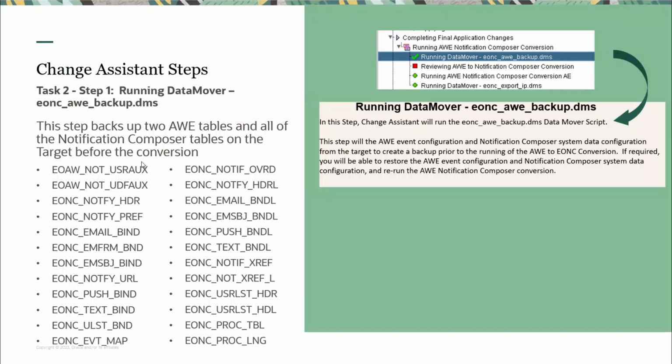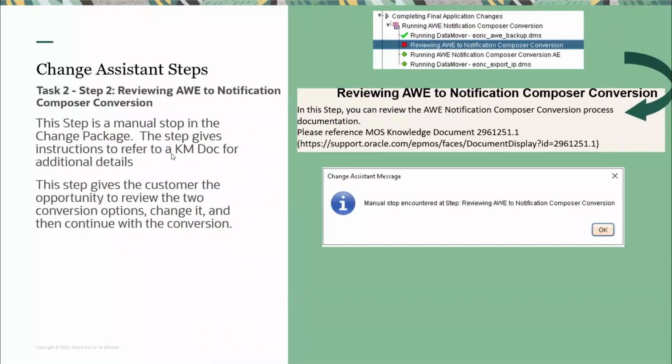So basically, just like I mentioned in the last task for the AWE setup, this actually does a backup before the conversion is run for everything Notification Composer related. The next step basically is a manual stop. So after the data mover runs to do the backup, we have a manual stop. And it says, in this step, you can review the notification conversion process.